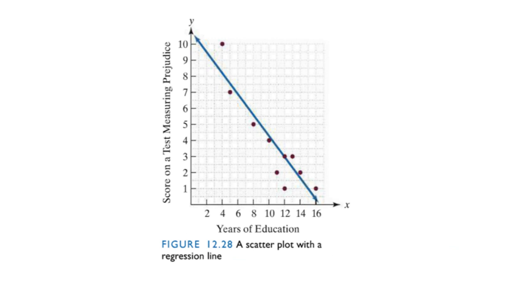So this graphical image is measuring the years of education in relation to the score on a test measuring prejudice. We have a scatter plot. Those are the points that you see on the graph. And then we also have a blue line, which is a linear regression. You can see that as we go from left to right, it slants down on the graph. So therefore, this is called a negative slope.